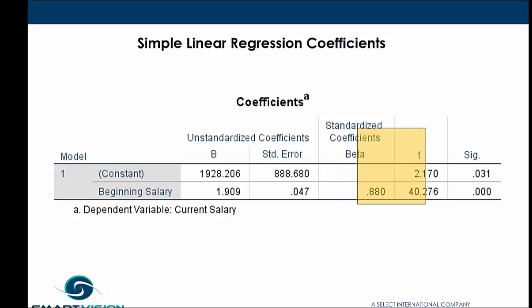And then finally we have a significance test. The significance test is testing whether or not the constant and the beginning salary variable are actually helping us to predict the outcome. In other words, are they actually statistically significant? And they're both statistically significant because they're both less than 0.05.